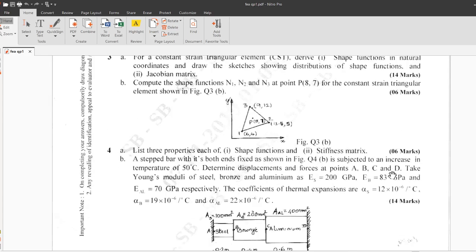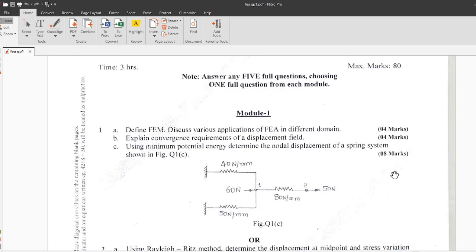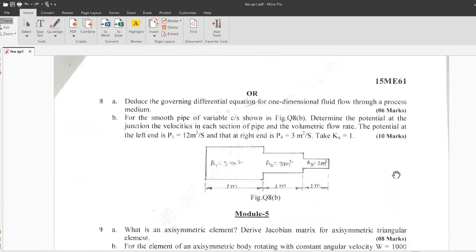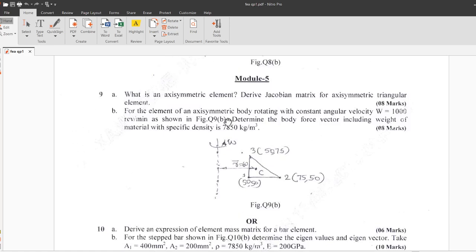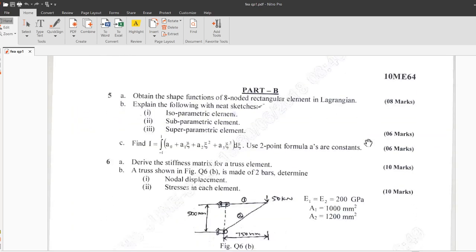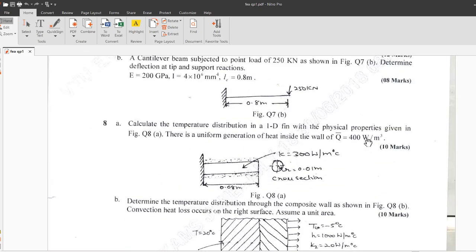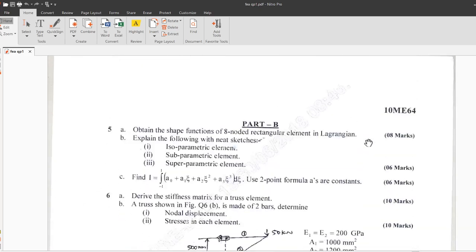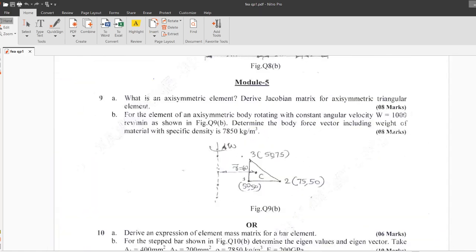Next one, in the next year they asked: what is an axisymmetric element, derive the Jacobian matrix. Up to the Jacobian matrix only you have to derive: 1 R1 Z1, 1 R2 Z2, 1 R3 Z3. Up to there only you have to derive. Again the same problem carries 8 marks. And in the 10 scheme, there are no questions on it. Okay, that's all.